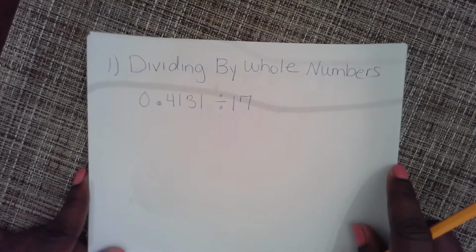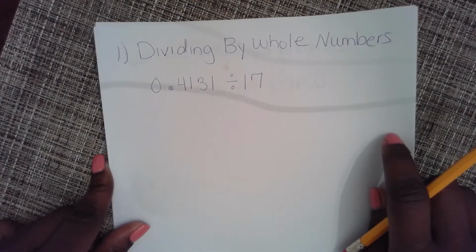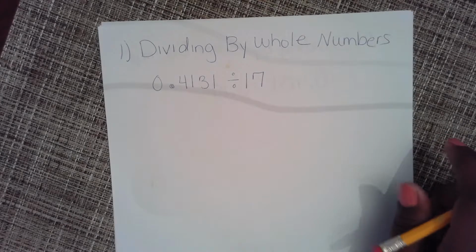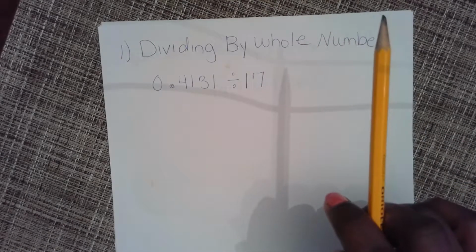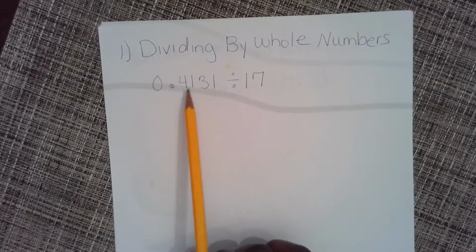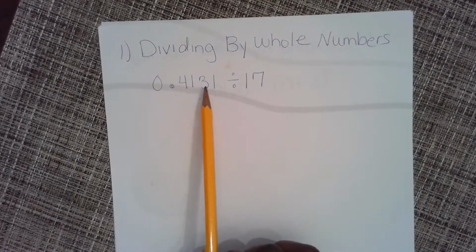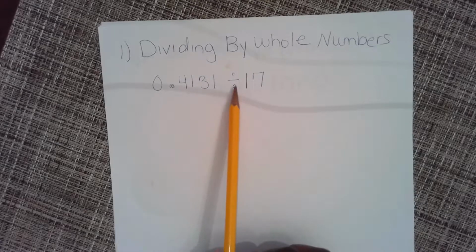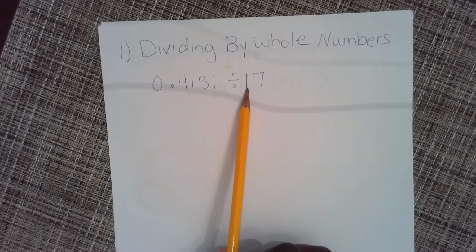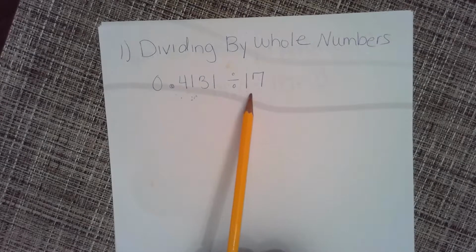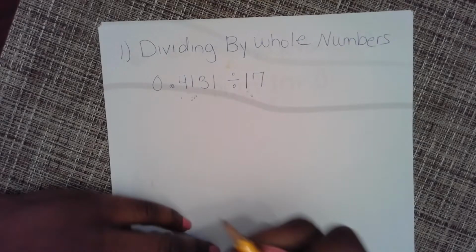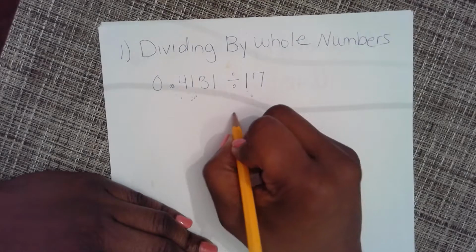Okay, now we're going to look at the rules of dividing with decimals. You first need to understand what your divisor and your dividend are. So we know that in this particular problem, 4,131 10,000ths divided by 17. Our dividend, which is under the house, is here. Our divisor, which is outside of the house, is 17. So we are dividing, and let's write it that way.